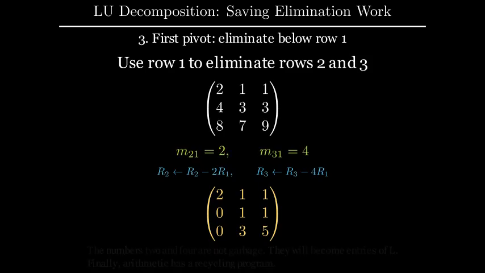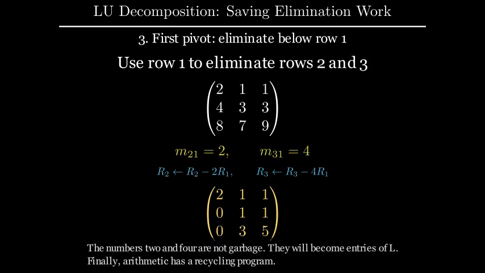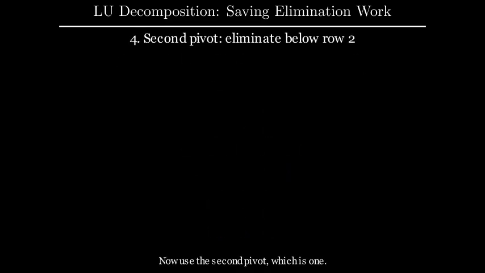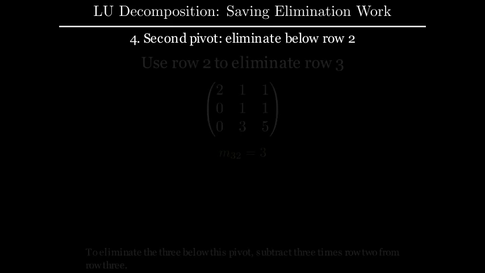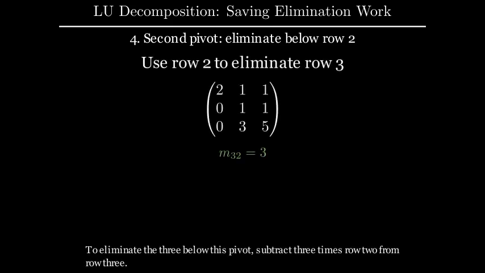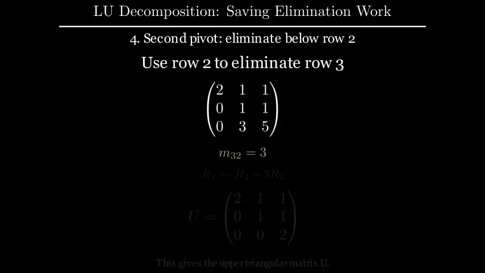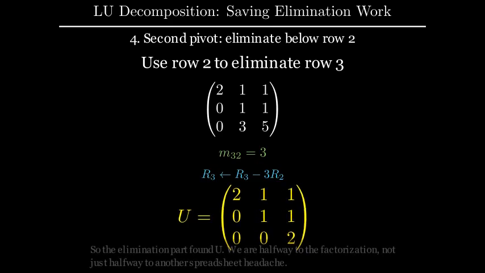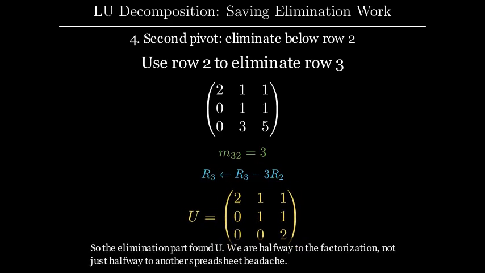The numbers 2 and 4 are not garbage. They will become entries of L. Finally, arithmetic has a recycling program. Now use the second pivot, which is 1. To eliminate the 3 below this pivot, subtract 3 times row 2 from row 3. This gives the upper triangular matrix U. So the elimination part found U. We are halfway to the factorization. Not just halfway to another spreadsheet headache.